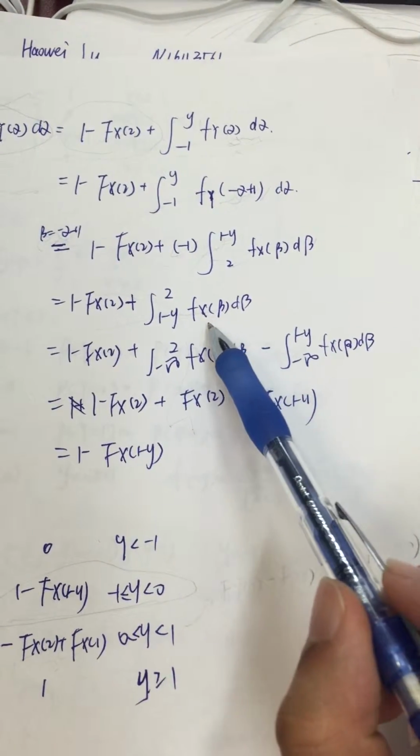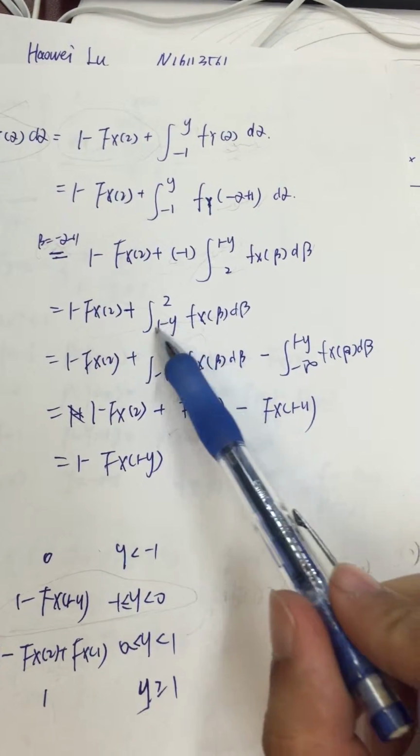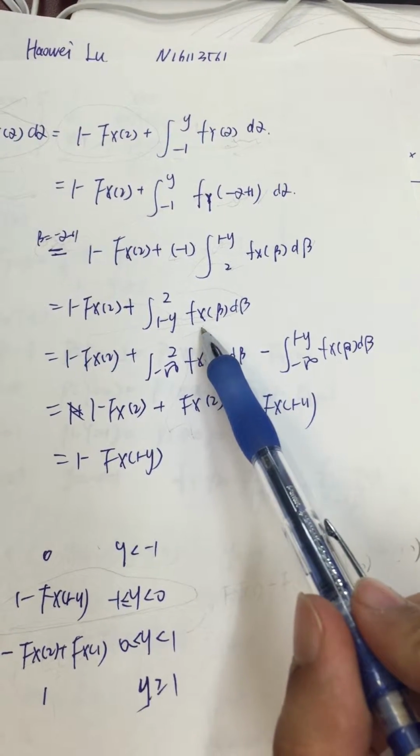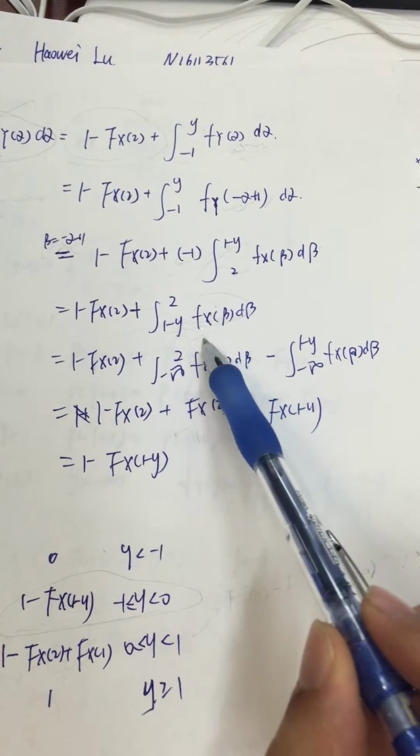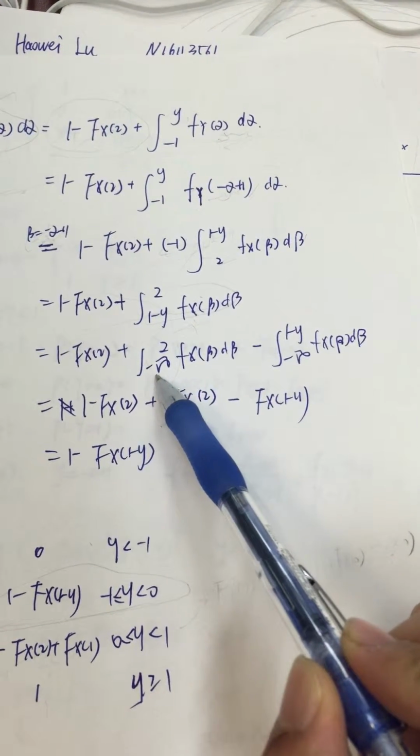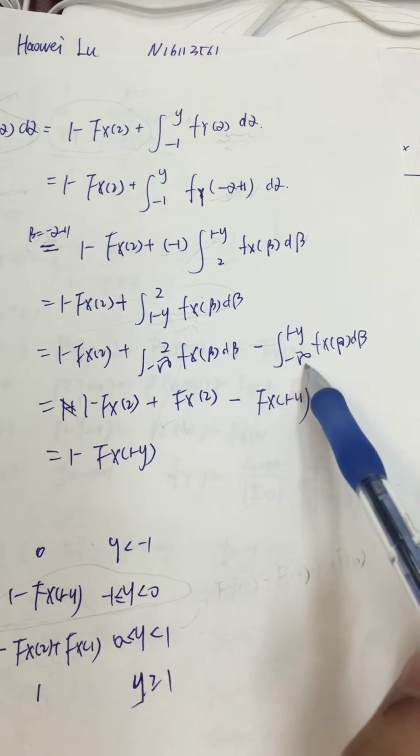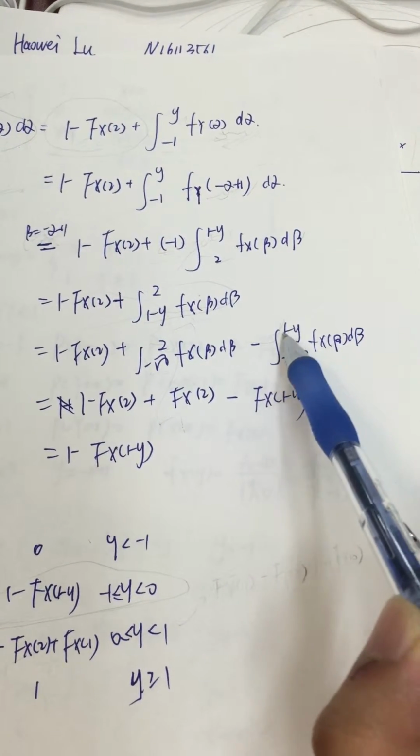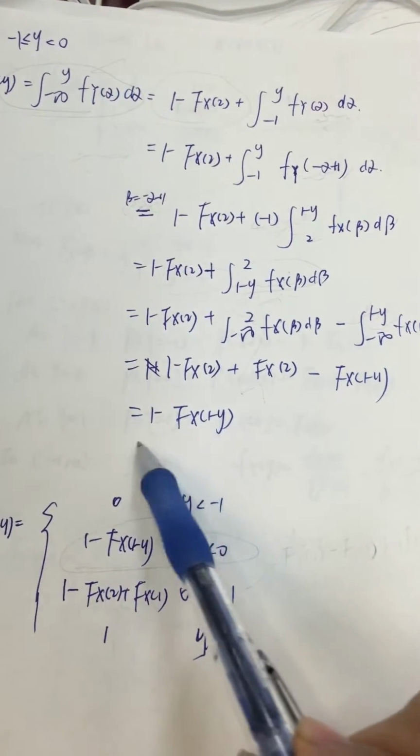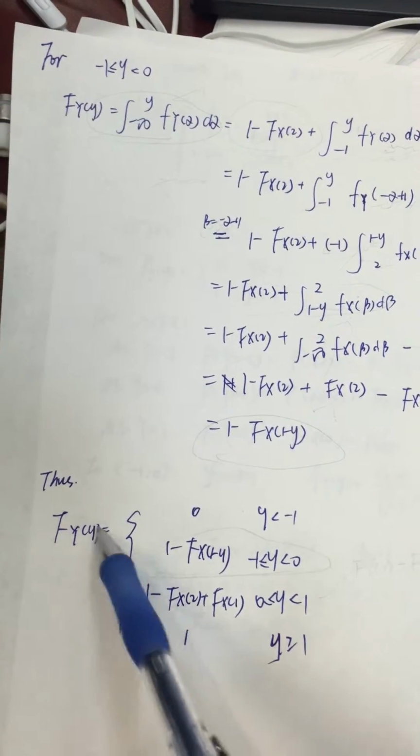For this part, we can easily get it according to the property of the density function: it is equal to the integration from minus infinity to 2 minus the integration from minus infinity to 1, minus 1. So we can get this value. So this is the distribution function of y.